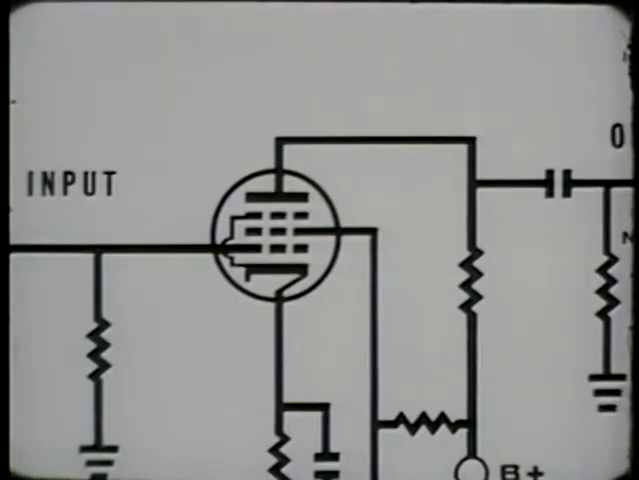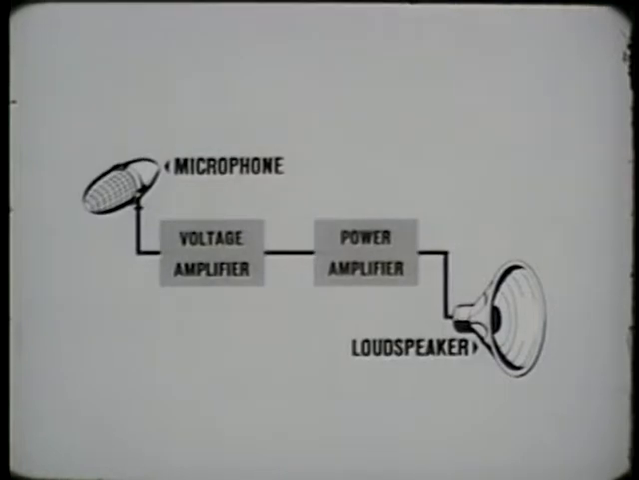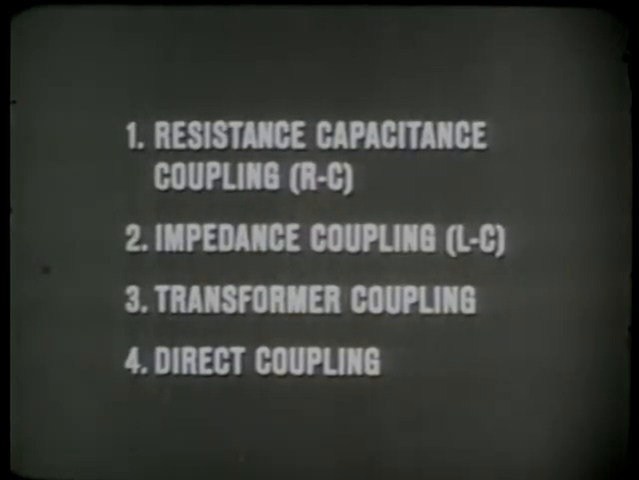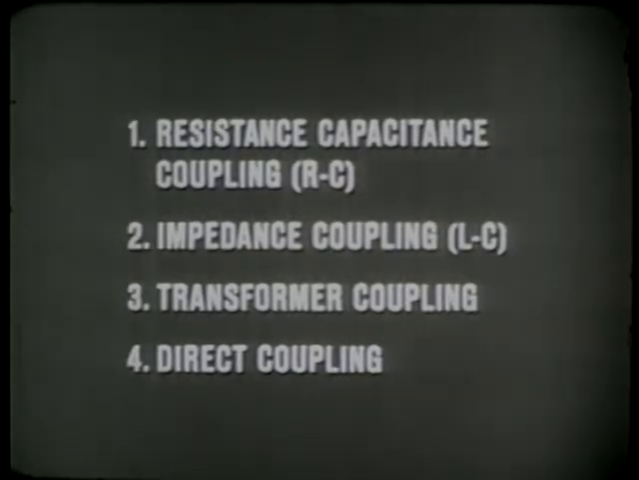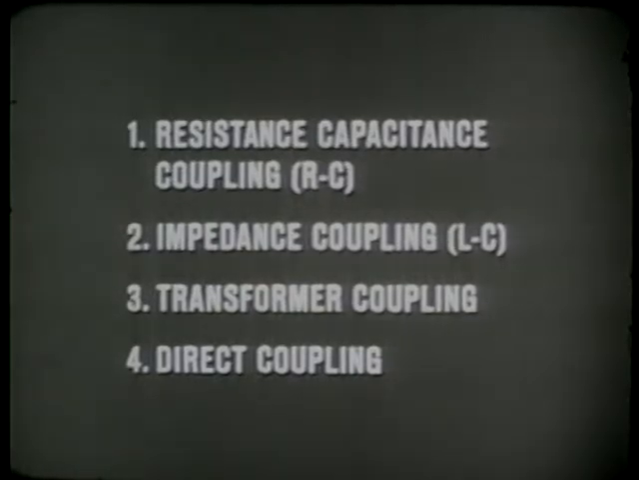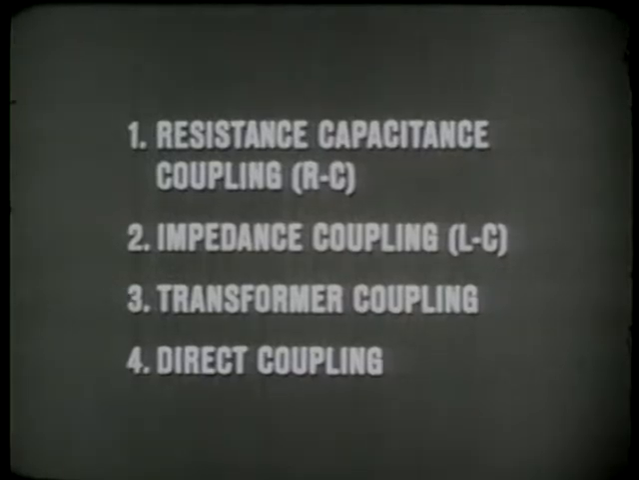For voltage amplification, the most common choice of tubes is the pentode. There are four general methods for coupling the output of an amplifier stage to a following stage or to a load. They are resistance capacitance, impedance, transformer, and direct coupling. Each method has its own particular advantages and disadvantages, and therefore is employed in circuits where its advantages can best be put to use.